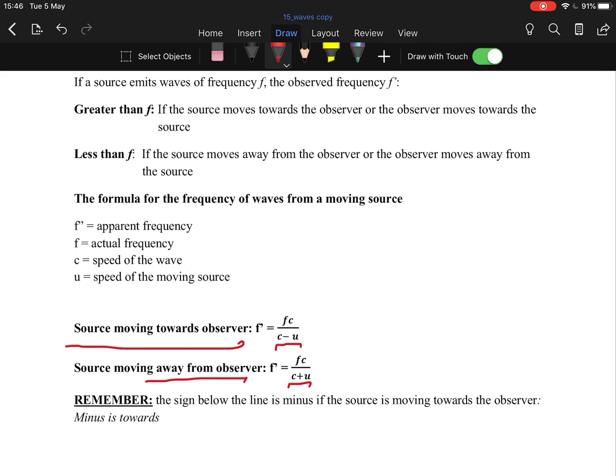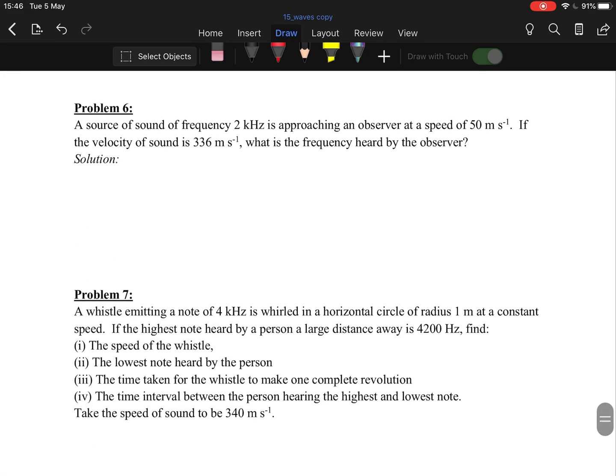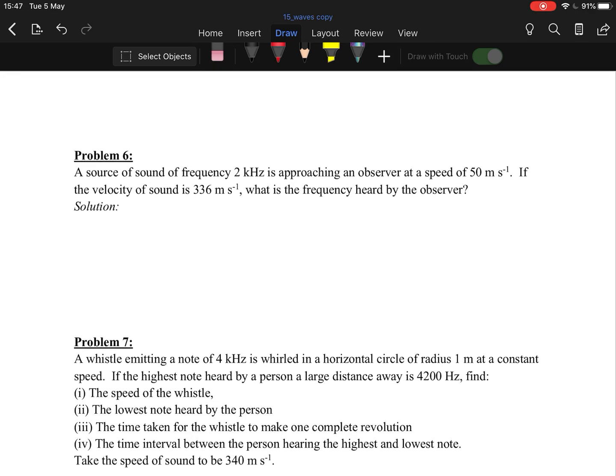As it moves away from you, the distance between you and the object is getting greater. So therefore, distance increases, plus. Minus is towards. All right, so we'll answer a few questions. I have 2 questions here to do, and then we're done. A little bit on the Redshift, actually.